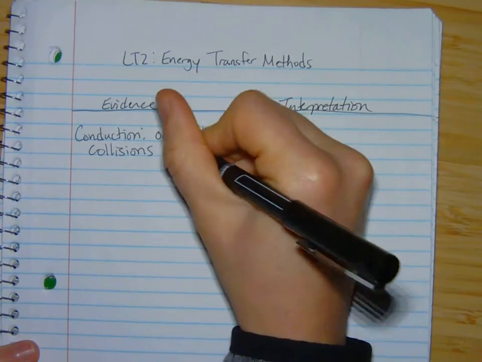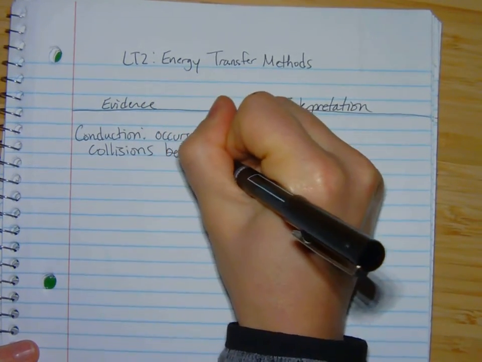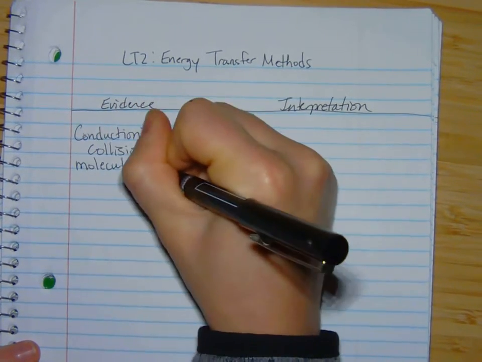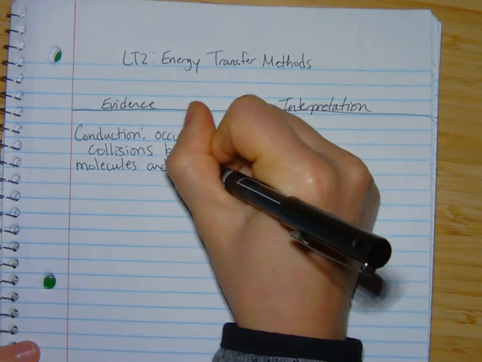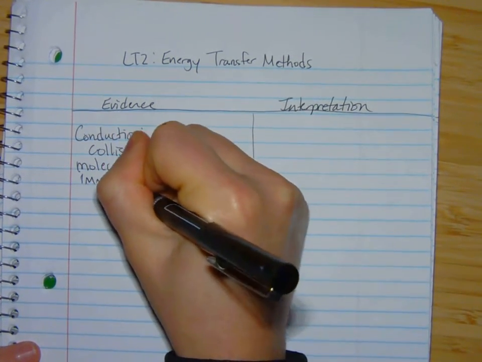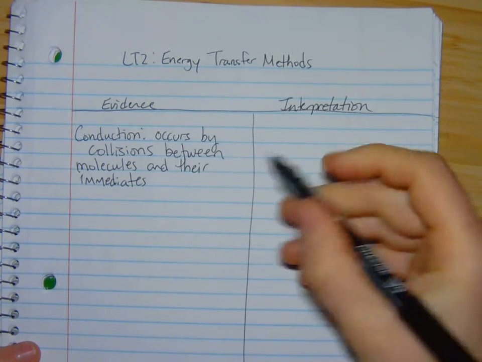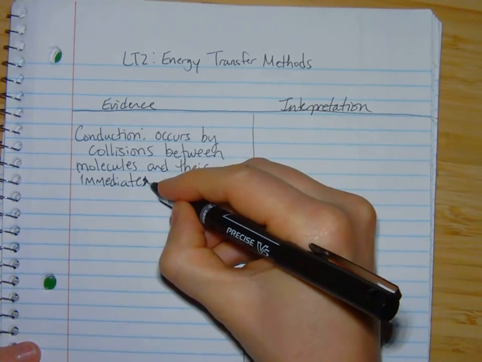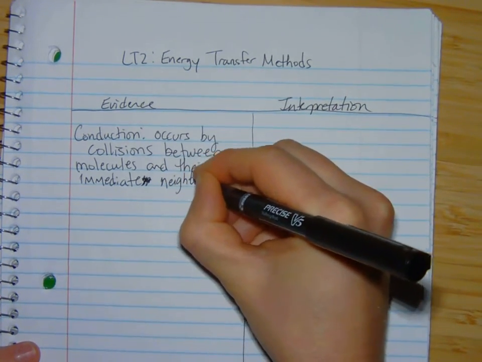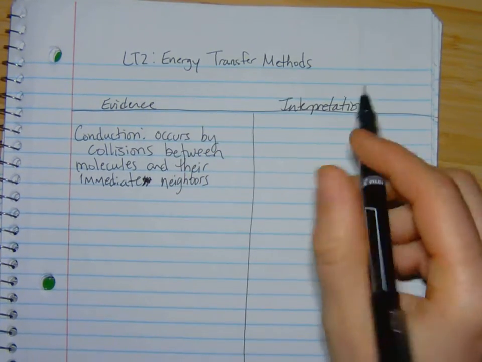It occurs by collisions between molecules and their immediate neighbors. Okay, so it occurs by collisions between molecules and their immediate neighbors. All right, so think about that.